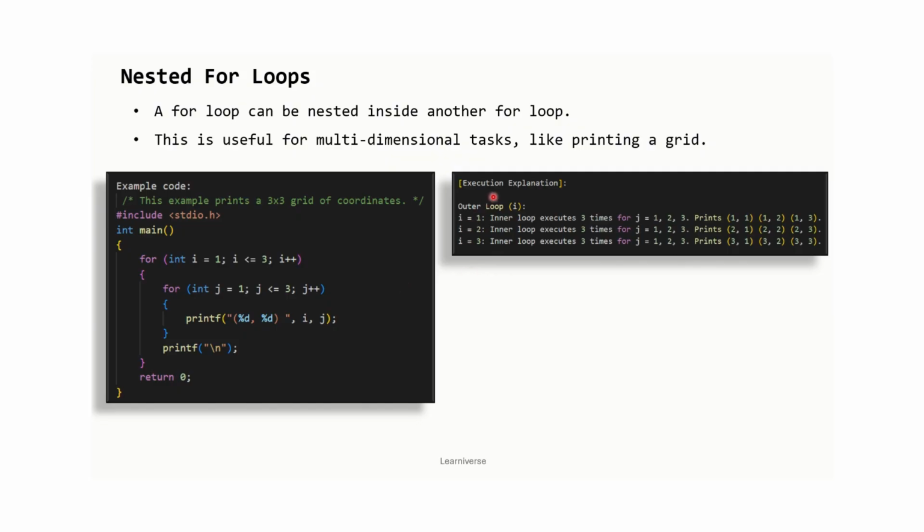So let's understand the execution explanation. With respect to the outer for loop, when i equals 1, the inner for loop executes 3 times. When i is 2, again the inner for loop executes 3 times. When i is 3, again the inner for loop will be executed 3 times. So when we do all these things, it will be printed like this. I can also show the output for this particular logic. You can pause the video and look into it.